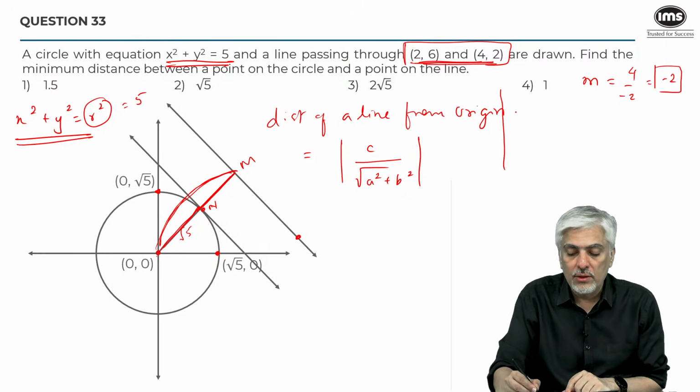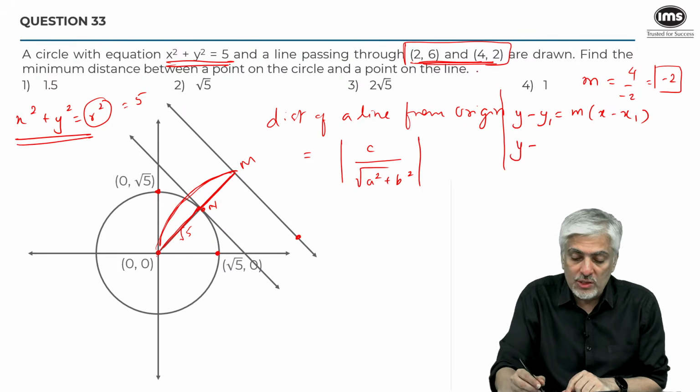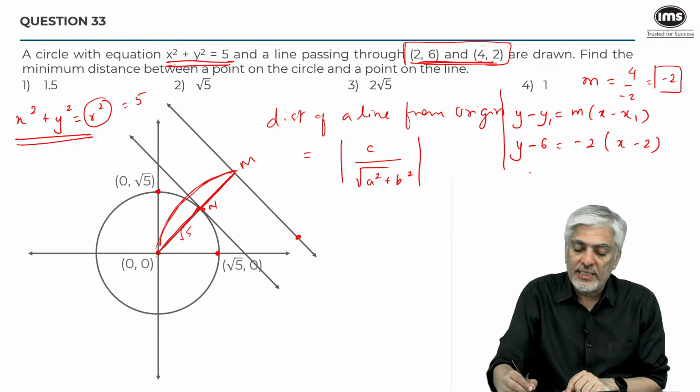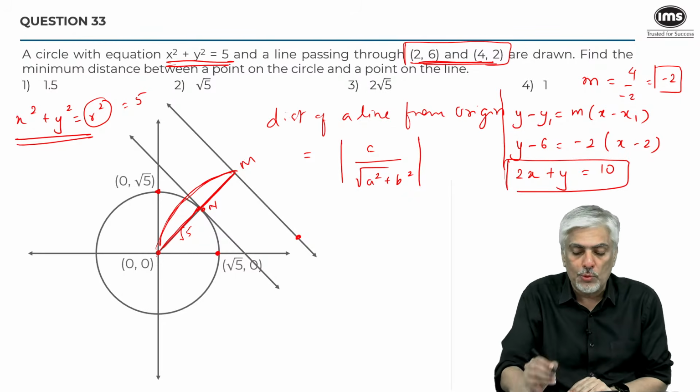Equation of the line, y minus y1 is equal to m into x minus x1. That's the formula. So y minus 6 is equal to negative 2 into x minus 2. Negative 2x comes on this side, becomes 2x plus y, 4 plus 6, 10. So 2x plus y is equal to 10. Whether you keep 10 here or there will not matter because there's a mod.